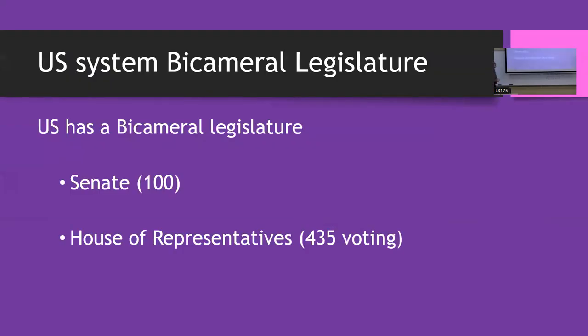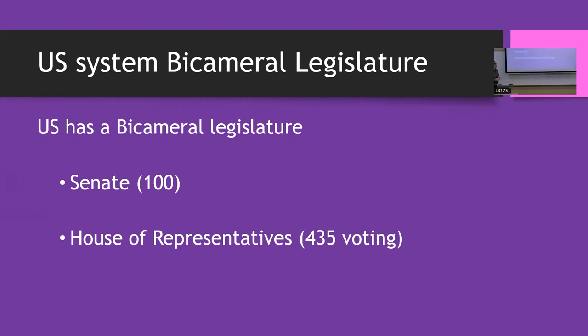So the Electoral College comes from Congress. The US system has a bicameral legislature, did I say that right? Where we have a Senate and a House of Representatives. The Senate has 100 voting members. The House of Representatives has 435 voting members.